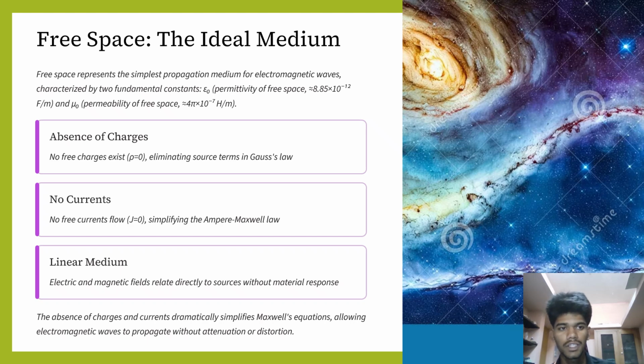In free space, there is an absence of charges. That implies no free charges exist, eliminating source terms in Gauss's law. There are also no currents; no free currents flow, simplifying the Ampere-Maxwell law. It is a linear medium. Electric and magnetic fields relate directly to sources without material response. The absence of charges and currents dramatically simplifies Maxwell equations, allowing electromagnetic waves to propagate without attenuation or distortion.